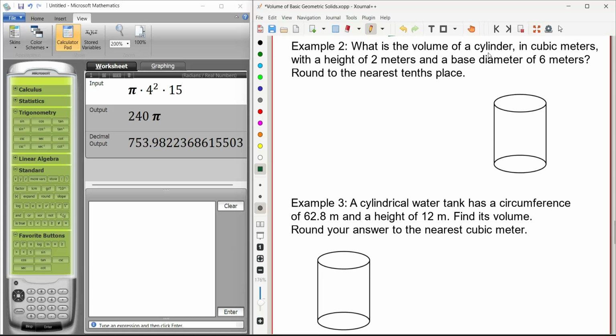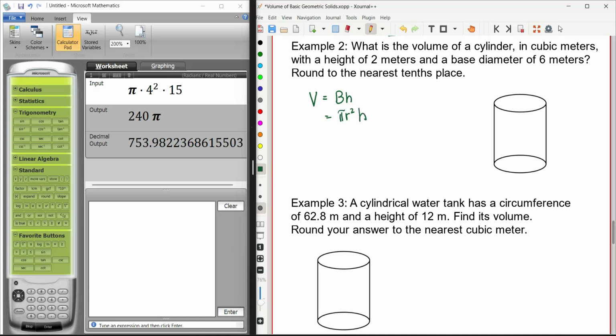Let's answer the second example. So what's the volume of this cylinder in cubic meters with a height of 2 meters and a base diameter of 6 meters? Round to the nearest tenths place. Again, we will start the solution with the formula, area of the base times height. The base is a circle, so meaning we will use pi r squared times height.